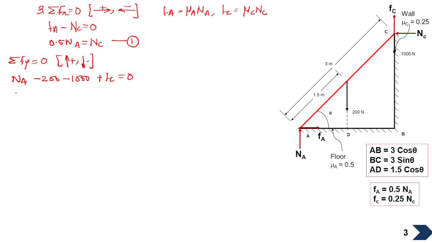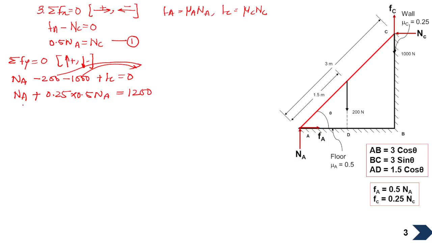Okay, so this value also will put. So NA we have this, both the things we can take it here, to make it positive. So this we can write mu C is 0.25, and NC from this equation we can write as 0.25 NA, sorry, 0.5 NA. So this is going to be equal to 1200. Okay, so if we solve this equation, we'll get to know the value of NA.